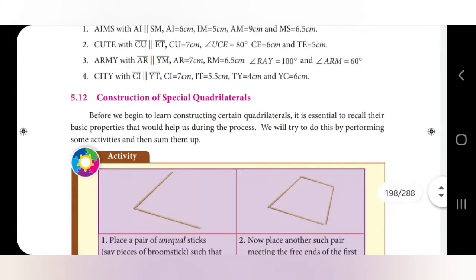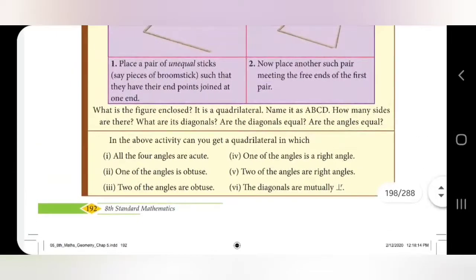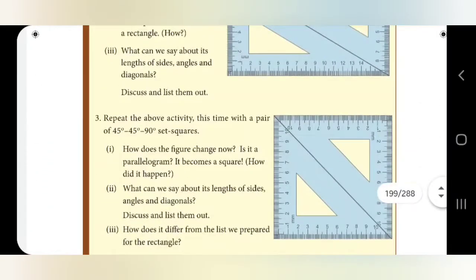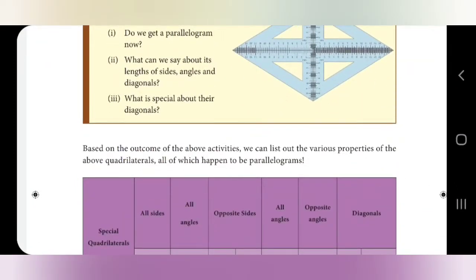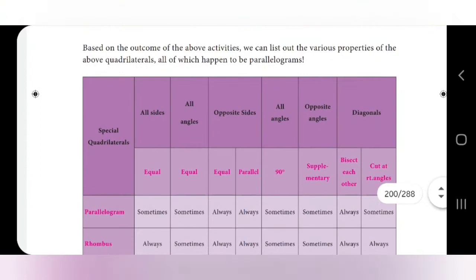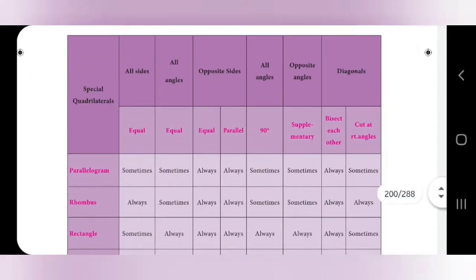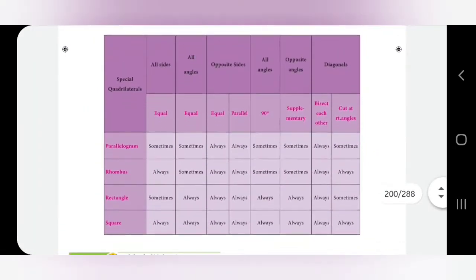So, if you see this page 192, you have some activities on 192, 193, and 194. Go through the activities and do them on your own. Then some basic shapes and their properties are given on page number 194. If we see here, we can understand special quadrilaterals.